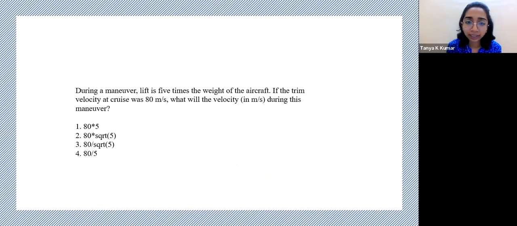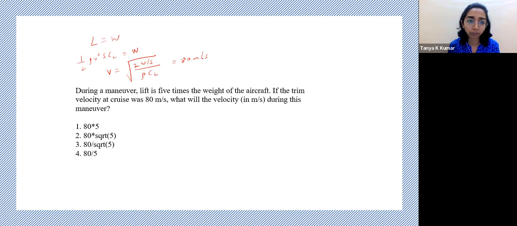During a maneuver, lift is 5 times the weight of the aircraft. If the trim velocity at cruise was 80 meters per second, what will the velocity during this maneuver be? So during trim, what was the condition for cruise? Lift equal to weight, and the velocity at this condition will be half V squared S CL equal to weight, so velocity will be root over 2W upon S rho CL. This is given as 80 meters per second.